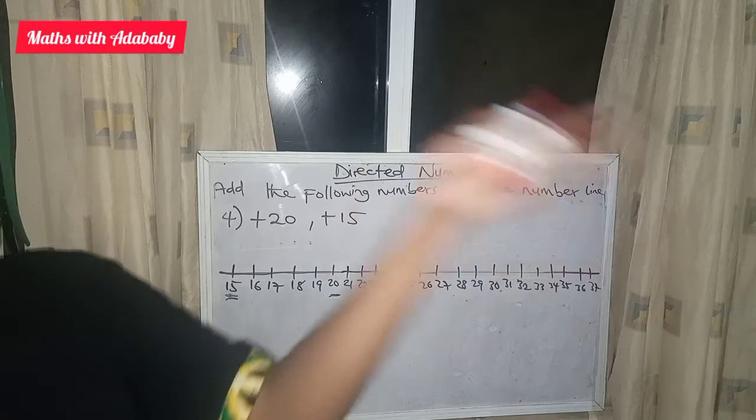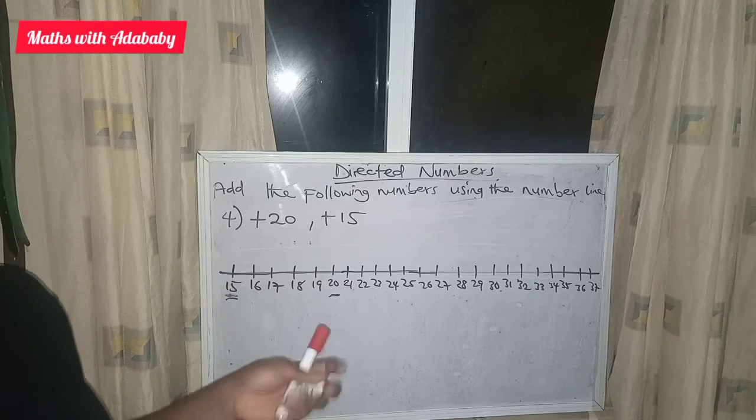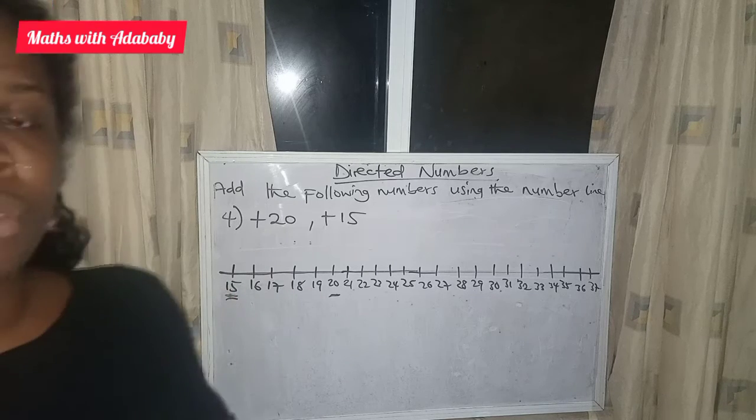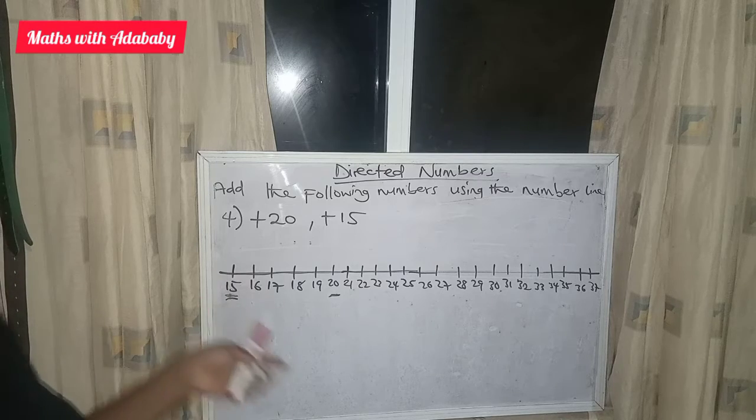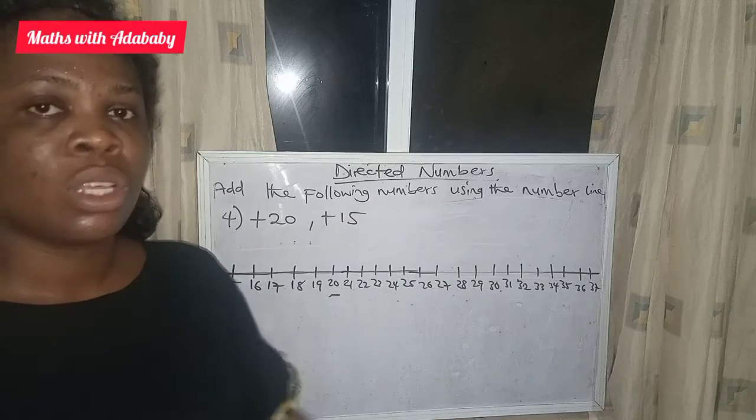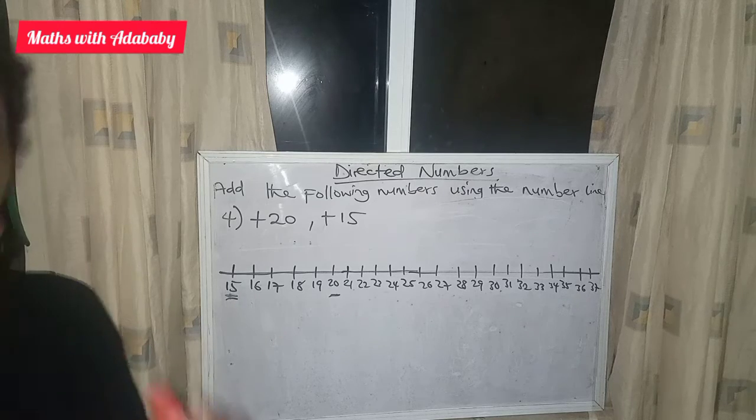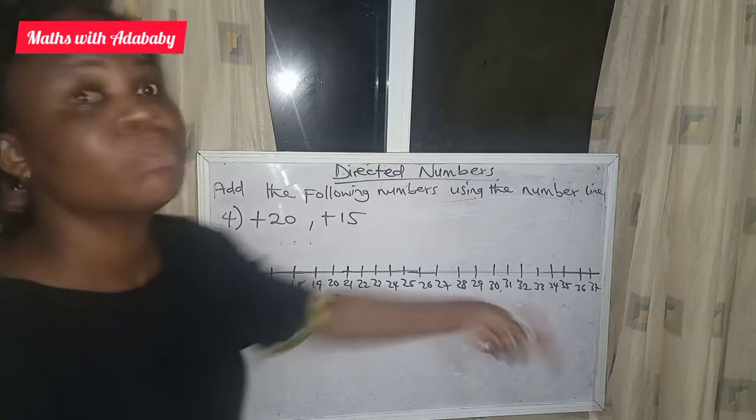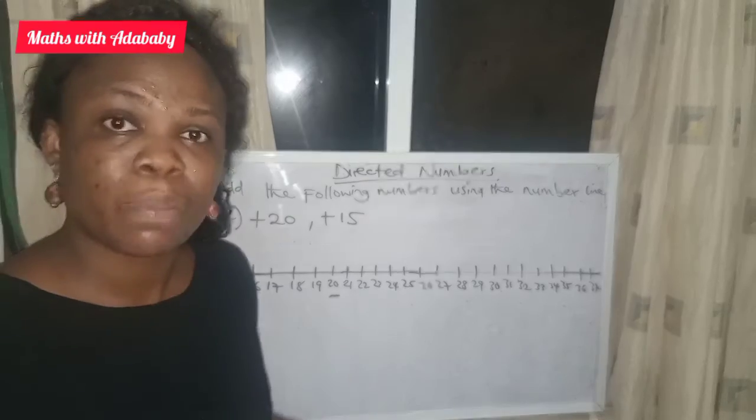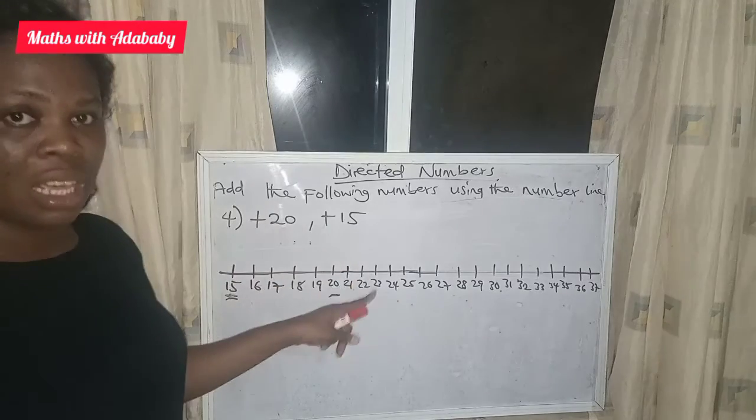So we have to extend it upward because in addition of positive numbers, the number would increase because they are moving towards the positive direction. So in addition of positive numbers, we have to increase the number range represented in the number line because the numbers increase towards the positive direction. So from the 15, we're going to count 20 points. Wow! That is why we have to add more numbers to the number line so that we are able to represent 20 points. Now we're going to count towards the positive direction because the sign here is positive.